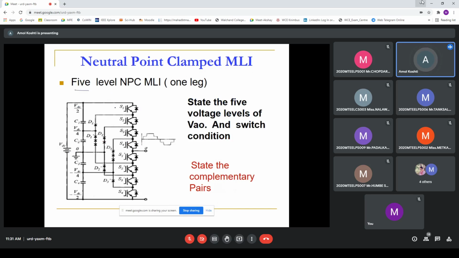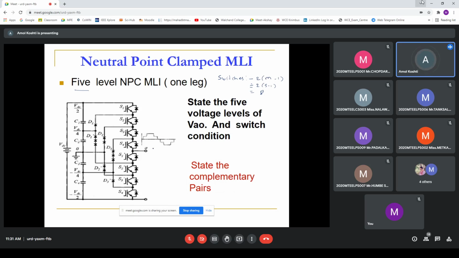Okay, so if you see here, if we apply the mathematical formulas, how many switches do we need? The formula is 2 into m minus 1. Now it is 5 levels, so 5 minus 1, which is 4, into 2, so 8 switches are there. If you see, S1 dash, S2 dash, that is 1, 2, 3, 4, 4, 4, 8. So total 8 switches we have.